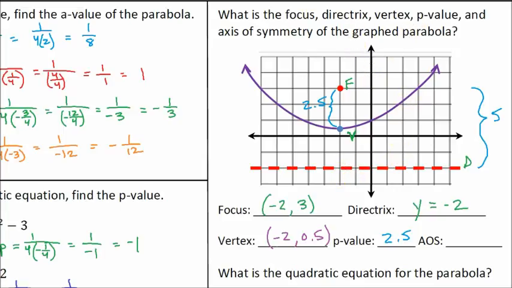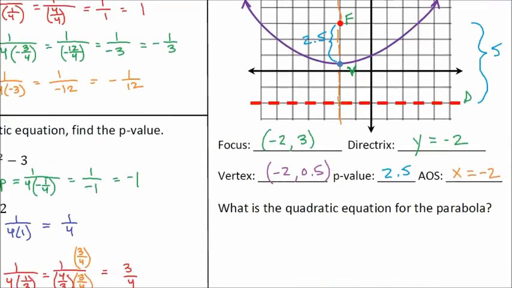And then what is our axis of symmetry? Let's take a look. We know our axis of symmetry is going to be a line. Let me pick a different color. It's going to be a line that goes directly through the vertex, which actually also goes through the focus, and that is every point where x equals -2. So x is equal to -2. There's our axis of symmetry.